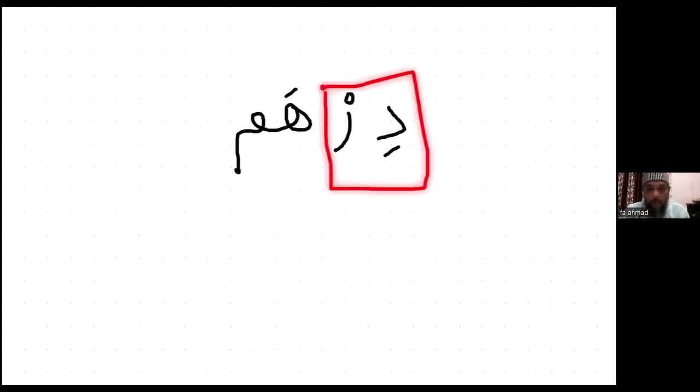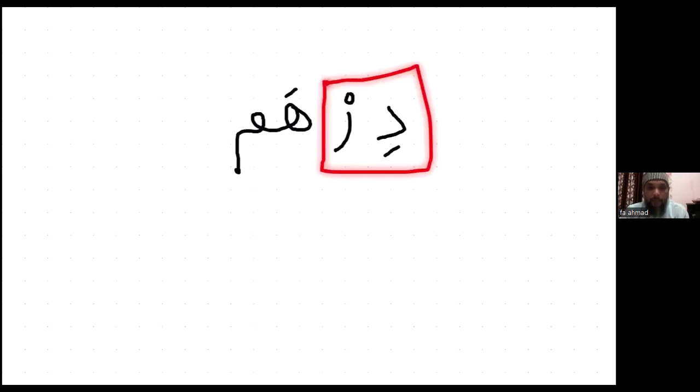Let's see. Dal with kasra, ra with the sukoon sign. It means ra sakin. So dal kasra, ra sakin: dir, dir, dirham. It is dirham. Here is sukoon with the short vowel kasra: dir, dirham. Let's see another example.